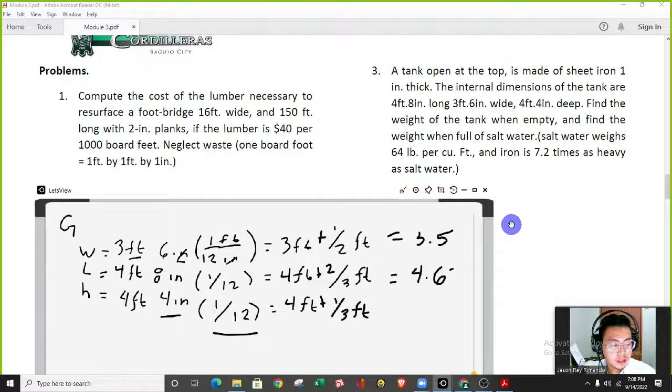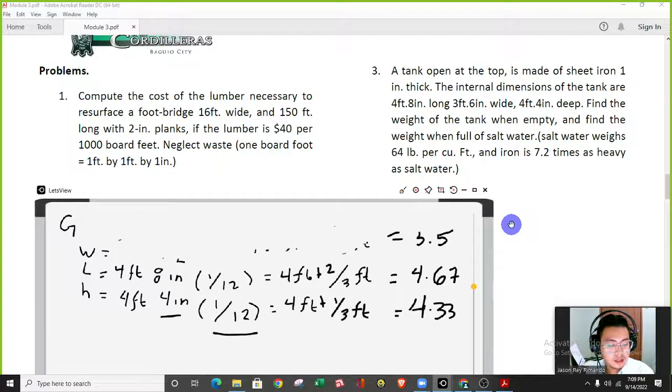4.67, 2 decimal places. Okay. 4 plus 1/3 is 4.33. Okay, so we now have your dimensions. Let me rewrite this here so we have space.